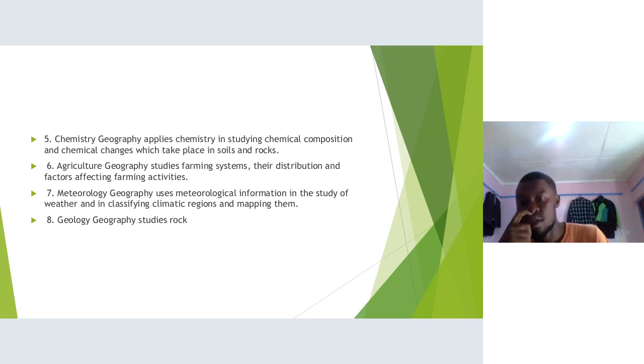Lastly, we have geography and geology. Geography uses geological knowledge in the study of rocks. As I have just said, there's a topic on minerals and rocks. Now you will need knowledge of geology for you to understand rocks very well. And that marks the end of our discussion in this topic of the relationship between geography and other subjects.